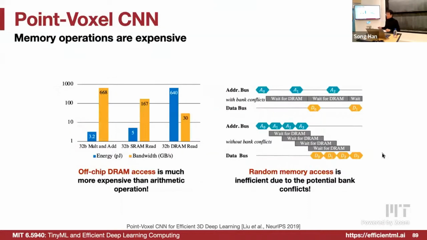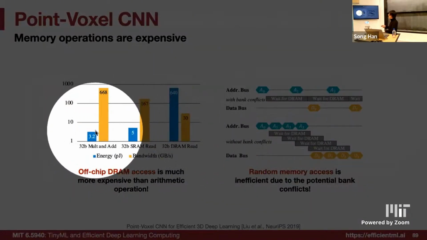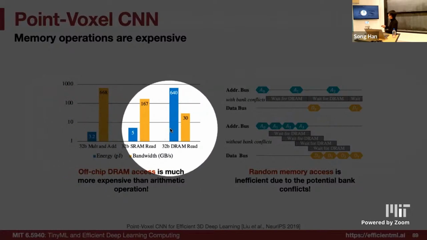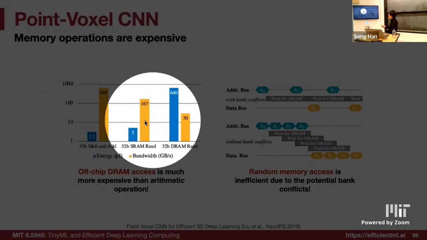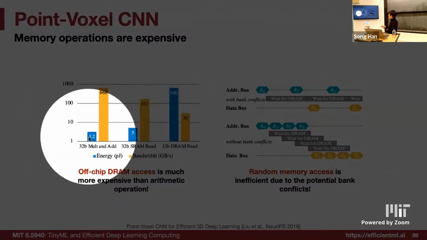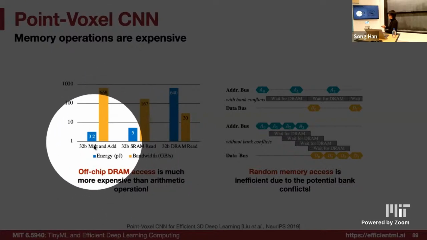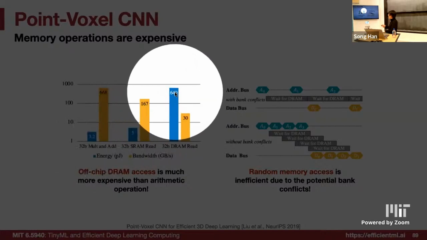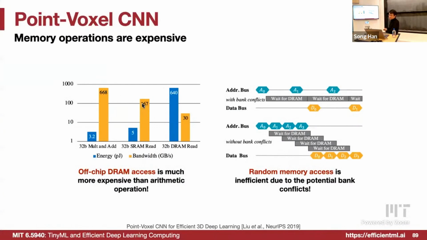So this is comparing the memory access, the bandwidth versus the energy, right? So this is multiply and add. This is SRAM read. This is DRAM read. So DRAM read, this is log scale. It's a lot higher energy compared with SRAM read and compute itself. So off-chip DRAM access is much more expensive compared with arithmetic operation. Pretty low here and pretty high here. And the bandwidth is actually much lower compared with SRAM read. So we want to avoid the DRAM read.